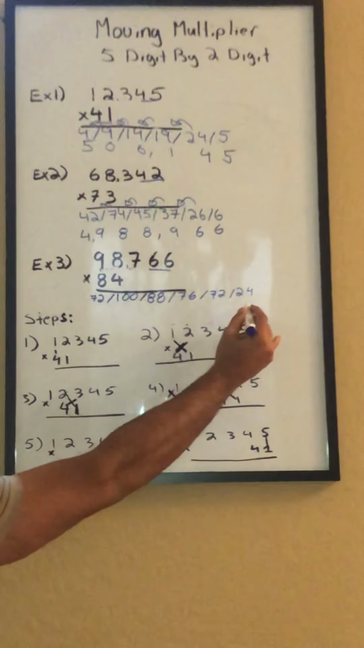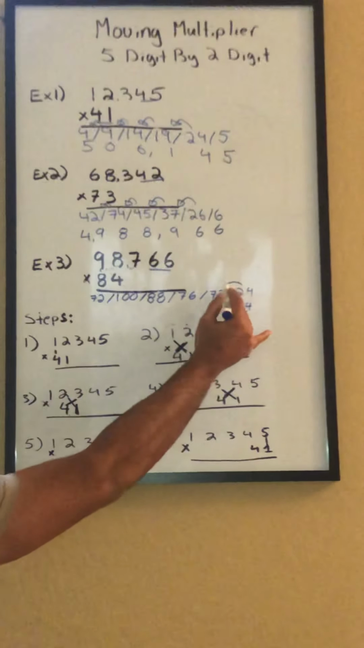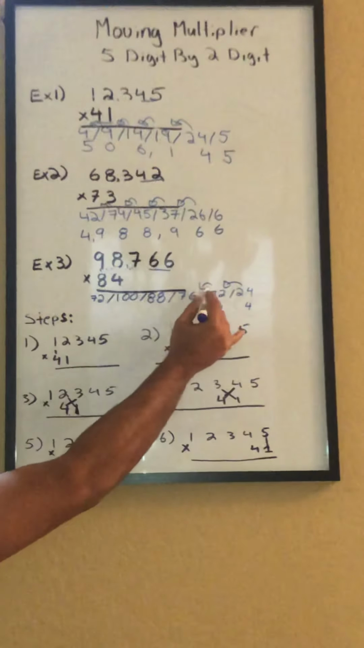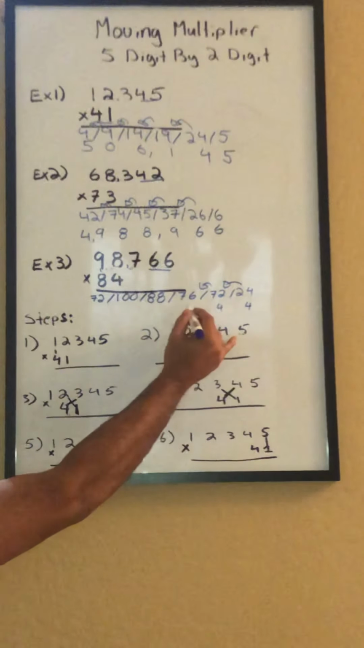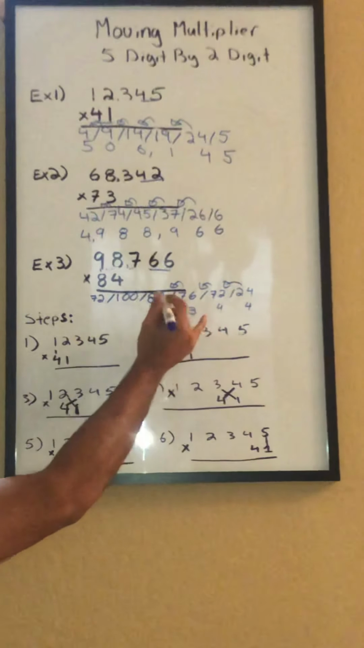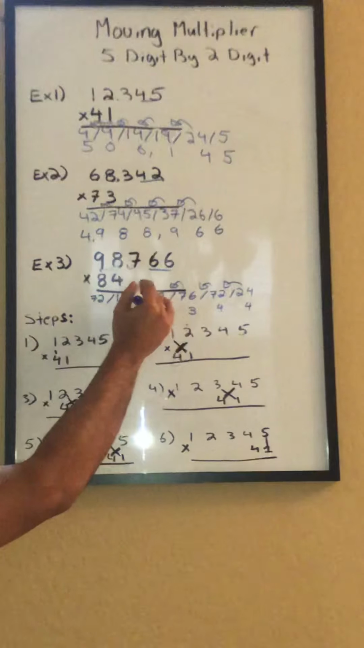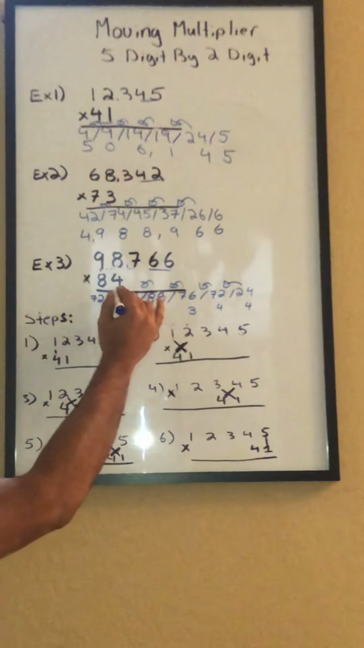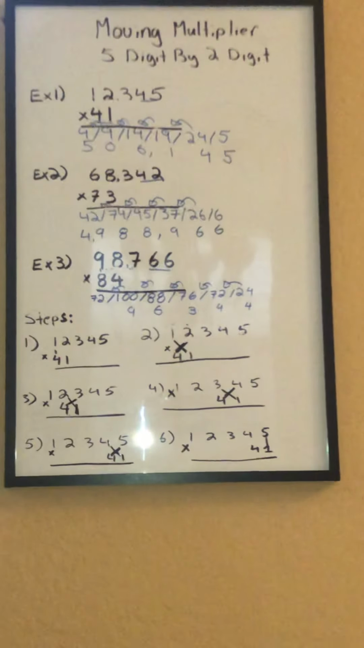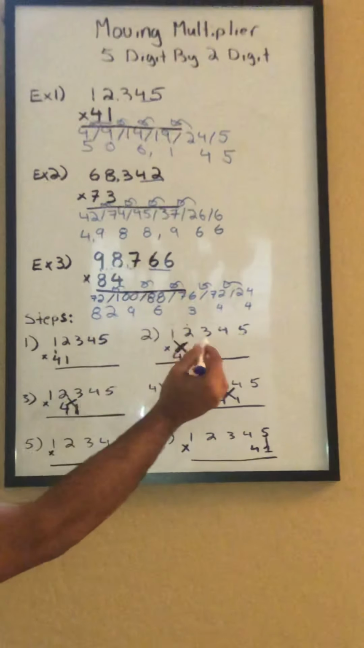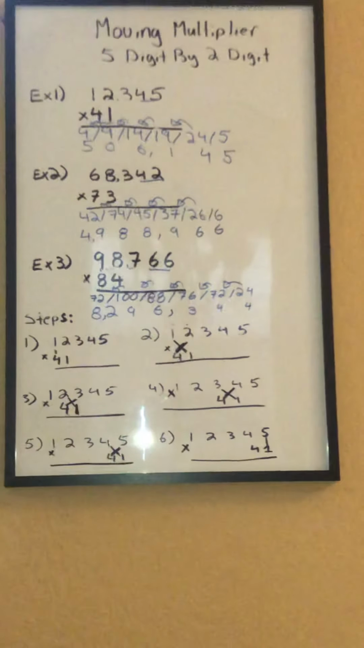So we're going to keep the units digit, carry the tens digit. Keep the 4, carry the 2. 72 plus 2 is 74. Write down 4, carry the 7. 76 plus 7 is 83. Write down 3, carry the 8. 88 plus 8 is 96. Write down 6, carry the 9. 100 plus 9 is 109. So I'm going to write down 9, carry the 10. 72 plus 10 is 82. Okay? So 8,296,344.